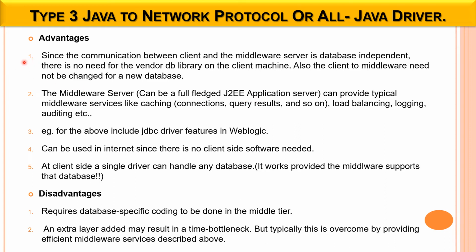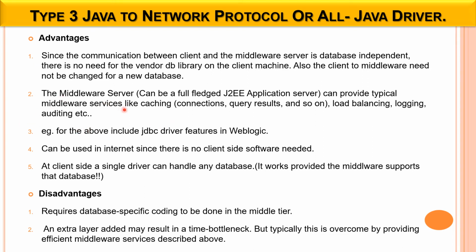Since the communication between the client and middleware server is database independent, there is no need for the vendor DB library on the client machine. Sometimes we require a database library placed on the client machine, but it is not needed in this type 3. Also, the client to middleware communication does not need to be changed for a new database, since even for new databases we do not require the database library on the client machine.